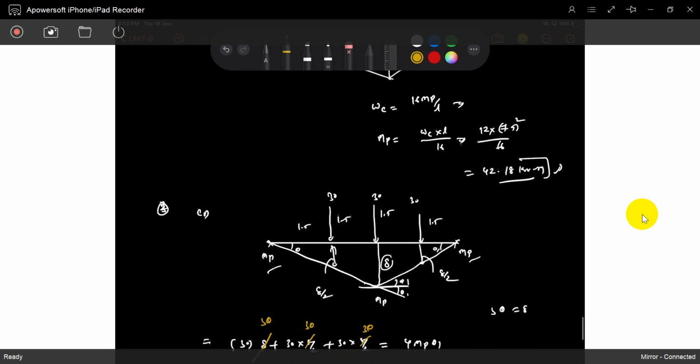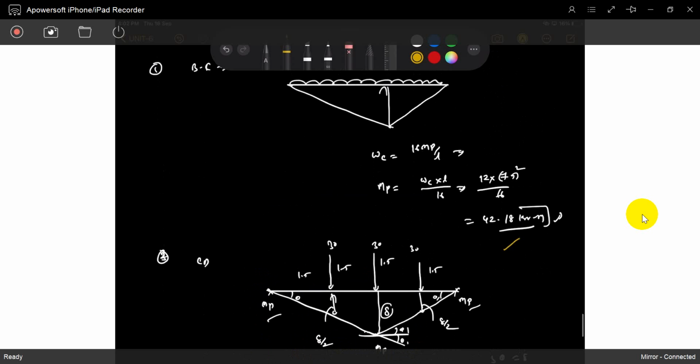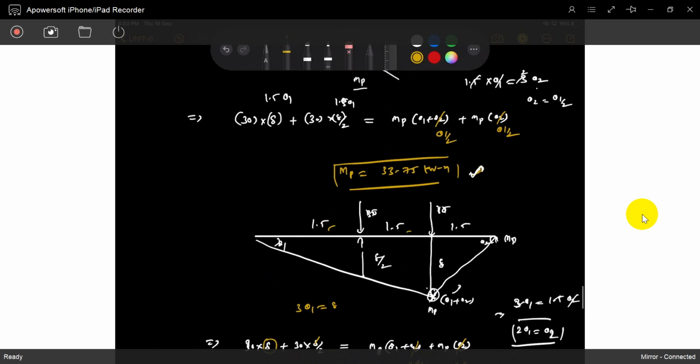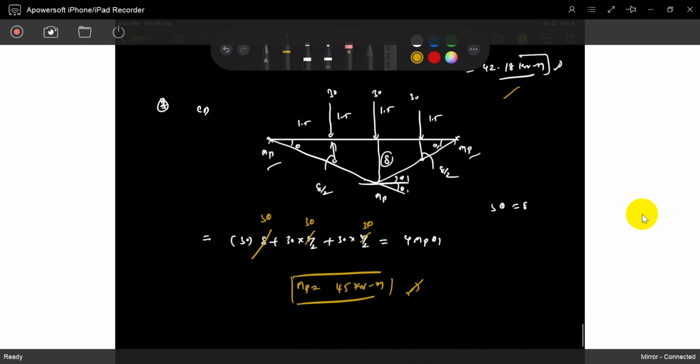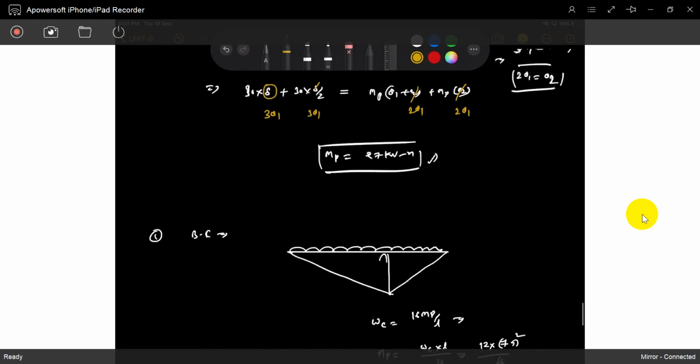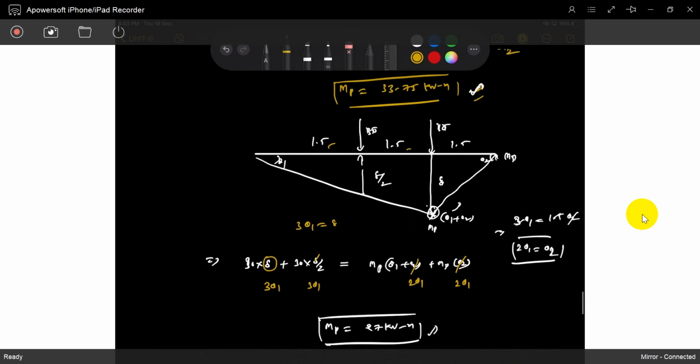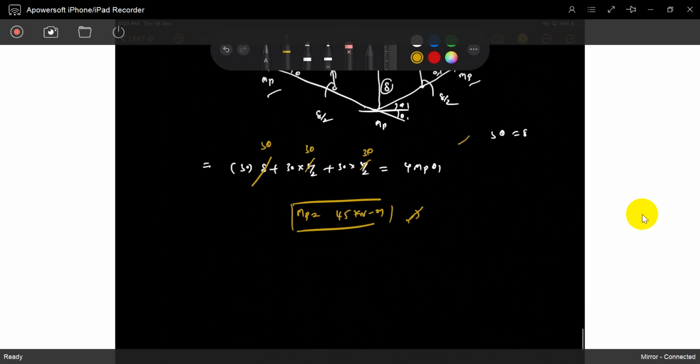Now we can select. It's 45, it's 42, it's 27, it's 33. Which one do you prefer to select for that MP? We have to maintain it throughout the beam. If we maintain 45, then all structures are stable up to 45. If you only provide 30, this is okay, CD is stable, but AB is a failure. So we have to maintain 45. So we have to choose the plastic moment required for that section, which is 45 kilonewton meter.